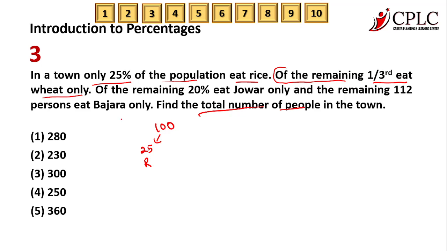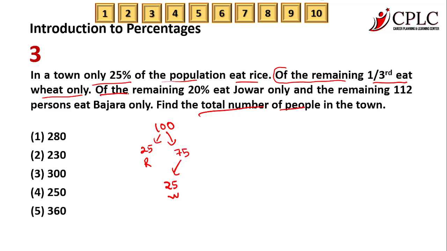First, you'll have to figure out if out of 100, 25 are eating rice, how many are left out? So obviously 75 are left out. And out of those 75 remaining, one third are eating wheat. So one third of 75 becomes 25 basically.